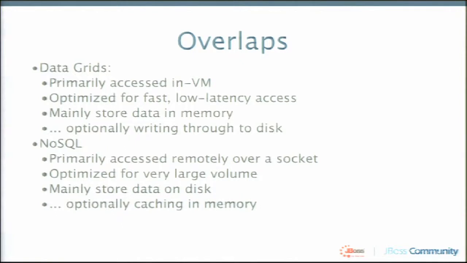If I say that a data grid is primarily in memory and optionally writes stuff to disk, then this is NoSQL. The question I have for this room is, must a data management technology implement persistence to be regarded as a NoSQL technology? What do people think? Do you call Infinispan a NoSQL technology? I do. Does it implement persistence? Yes, it does. How? Various ways. It's a pluggable persistence engine. You can pick and choose: cache stores, cache loaders.